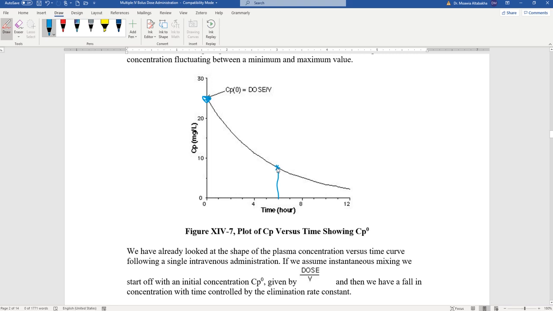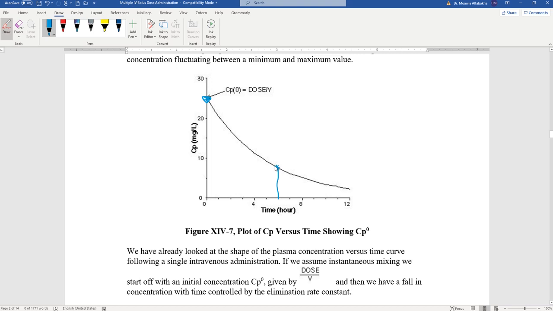And here, by the way, our assumptions in multiple IV bolus administration are that the time interval between one dose and another, and the dose itself, are constant. We will consider that we are giving the drug, for example in this case, every 6 hours, and the dose is the same. For example, let's say I am giving 500 milligram. I divide 500 milligram by the volume of distribution to give me this concentration. And after 6 hours, again, I will give 500 milligram.